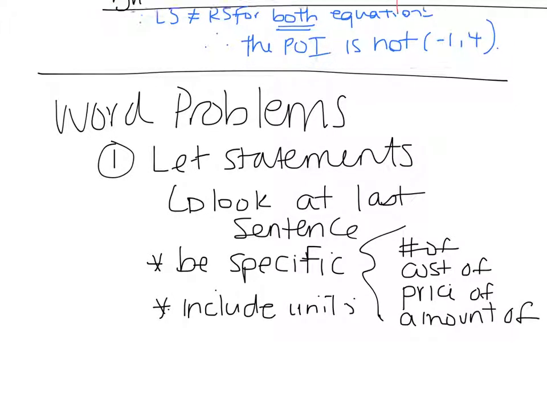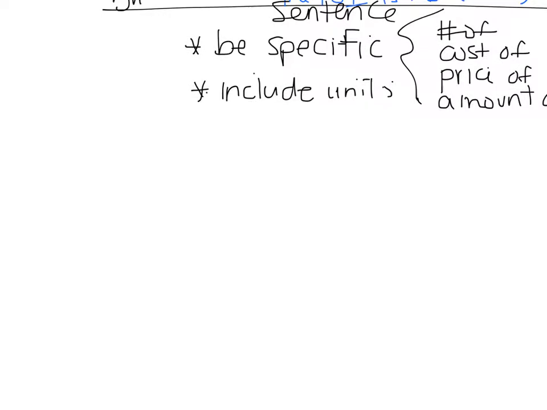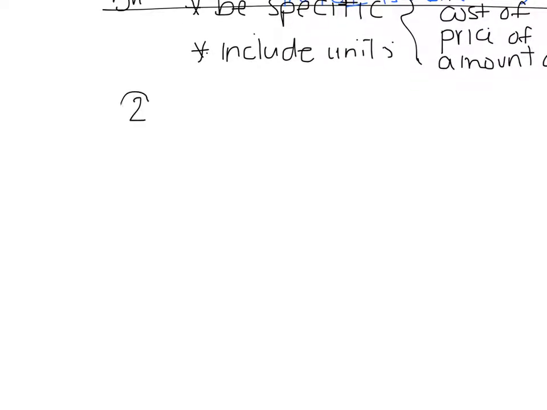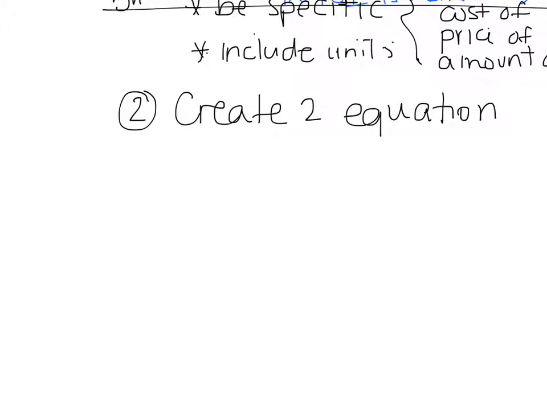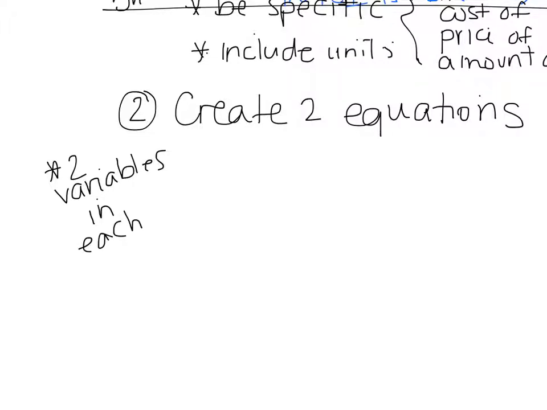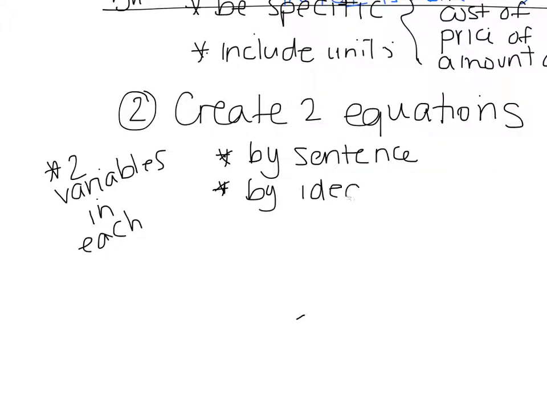Now the second step to solving a word problem question is to create your equations. And that tends to be the one that students have the hardest time with. So create two equations. It's important to remember that each equation that you create should have one of each of the variables in it. So two variables in each. If your variables are x and y, each equation should have an x and a y in it. Now most equations are created either by sentence or by idea. That's kind of a first go-to method to creating your equations.